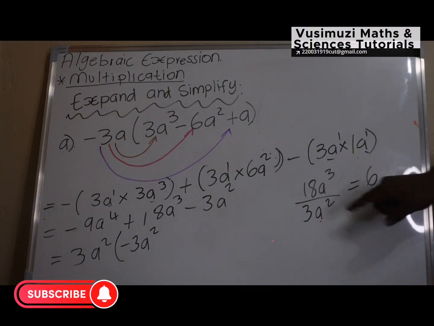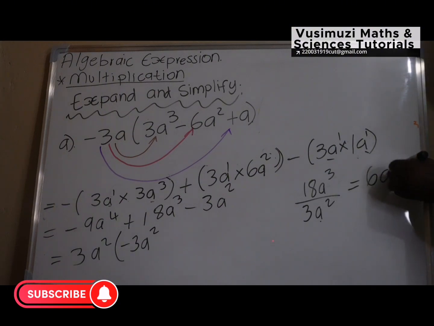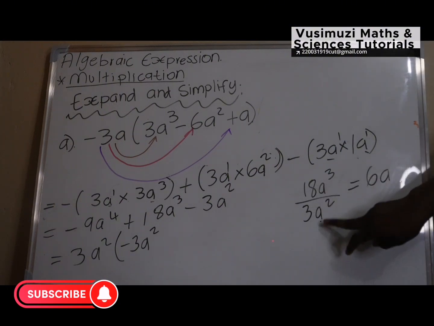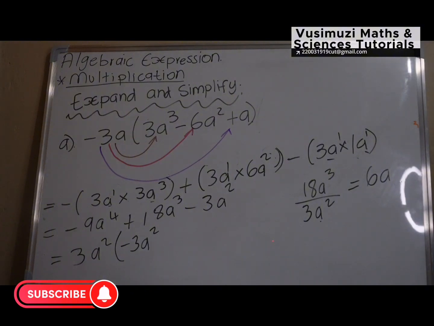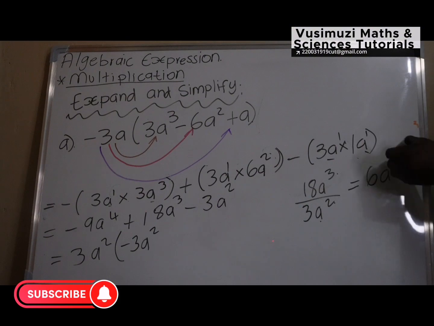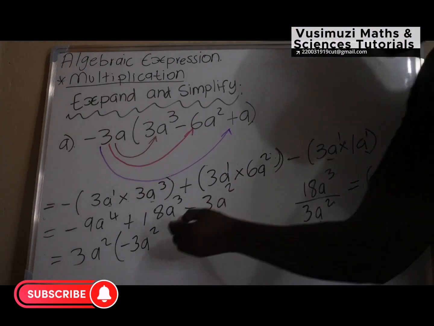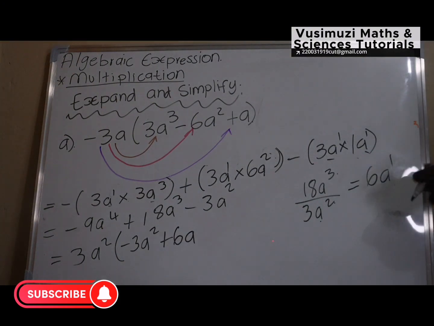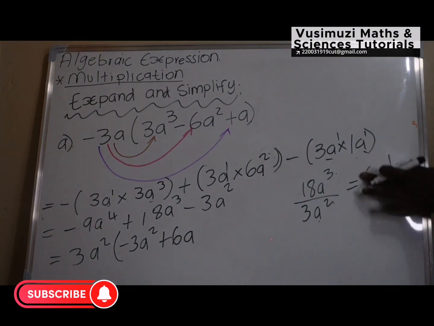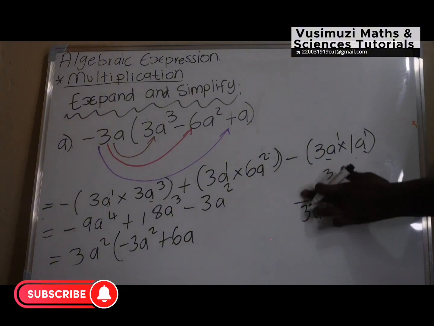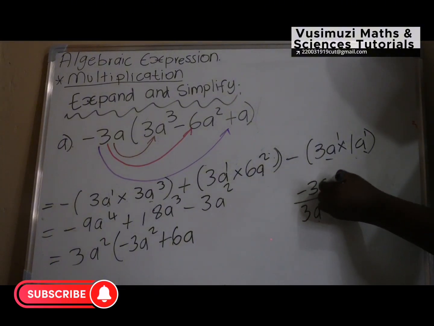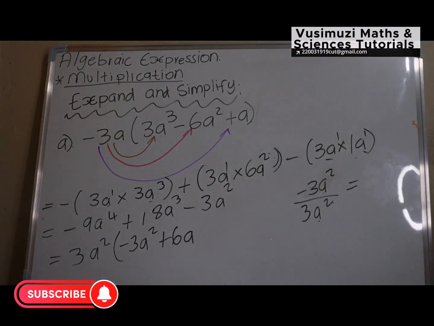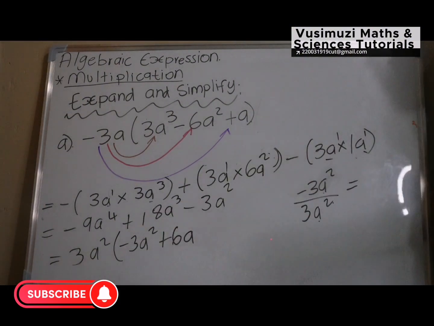We have the same bases here. A and A are same bases. You drop down the A. When you divide same bases, you subtract exponents. Therefore, 3 minus 2, you get 1. Therefore, I'm going to drop down plus 6A here. Then the last but not least is the last term, negative 3A squared, divided by our common factor.